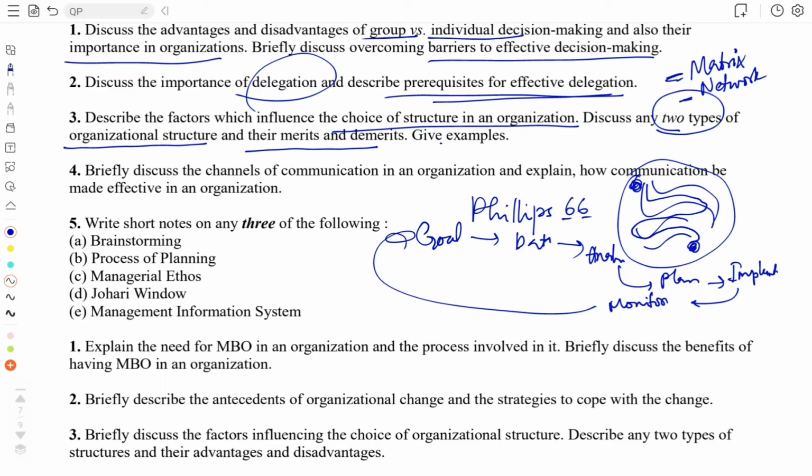You can draw this diagram and you can explain each of the steps. Nothing new here. Next is managerial ethos.